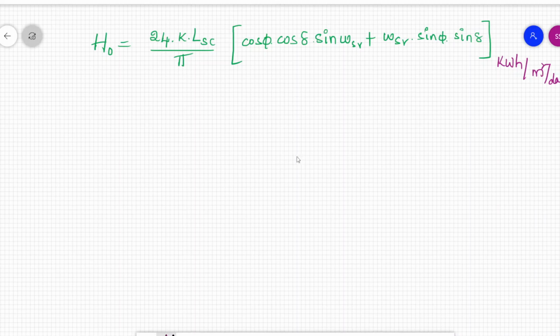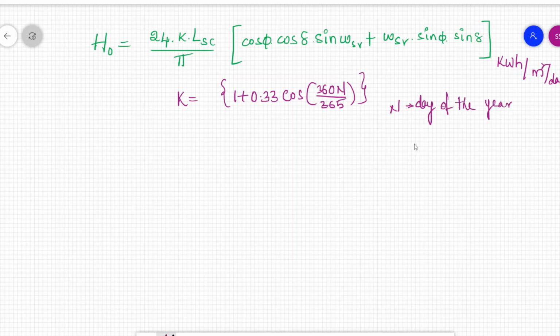We have derived for each and every parameter here. K equals 1 plus 0.33 cos of 360 into n by 365, where n is the day of the year. I have already told you, for 1st January the n value is 1, for 31st December the n value is 365, and for 21st March the n value is 80.